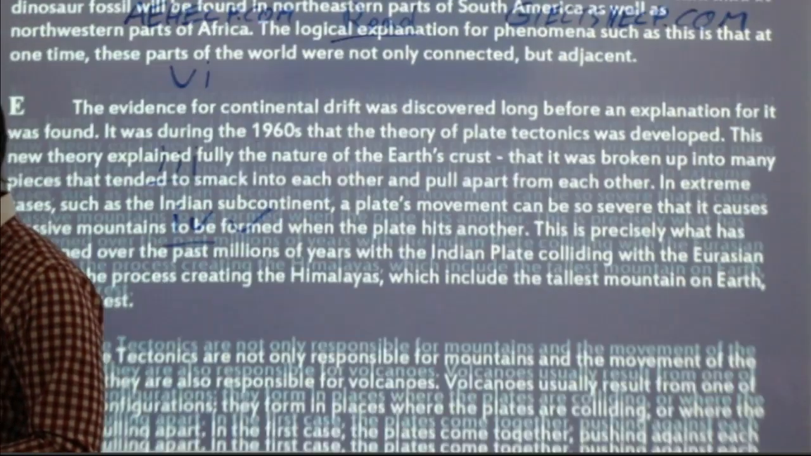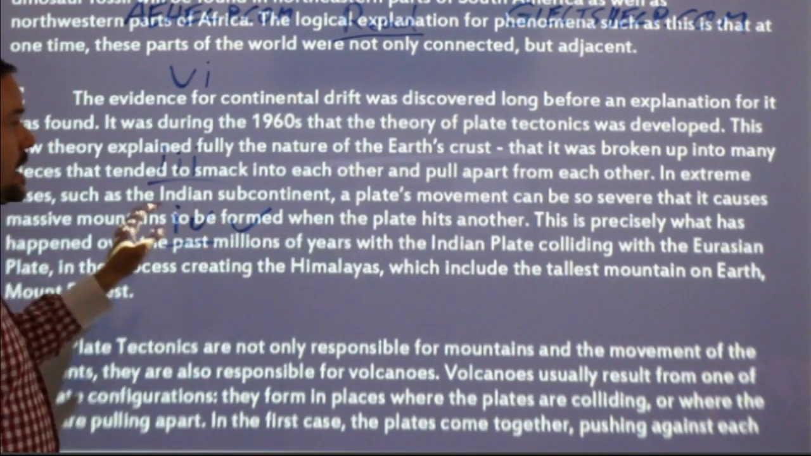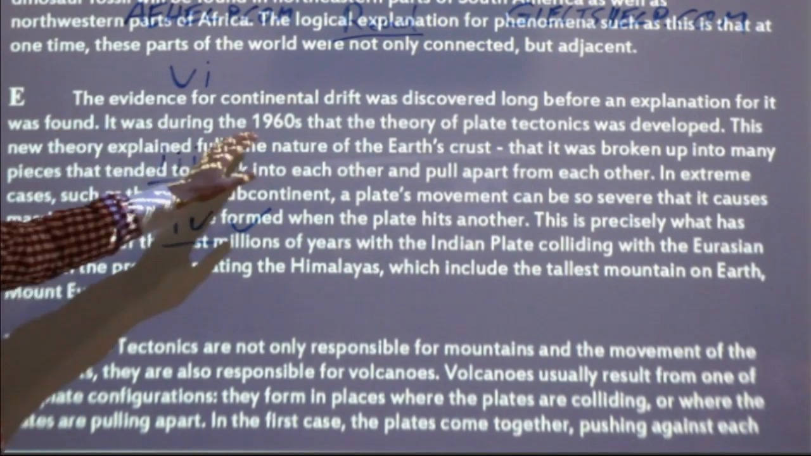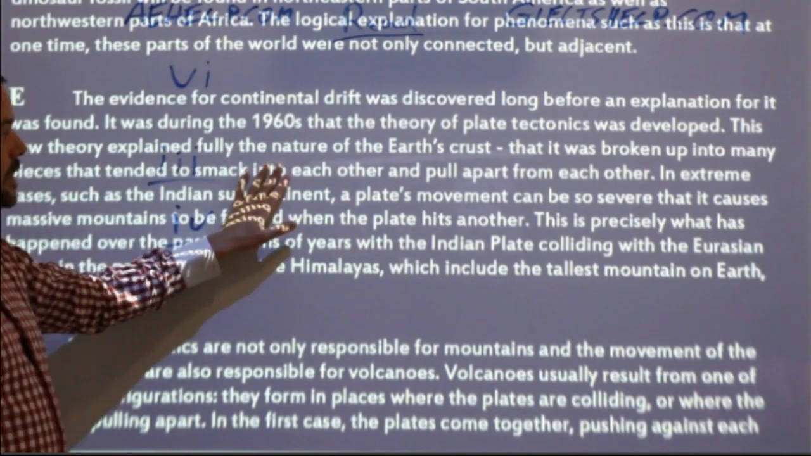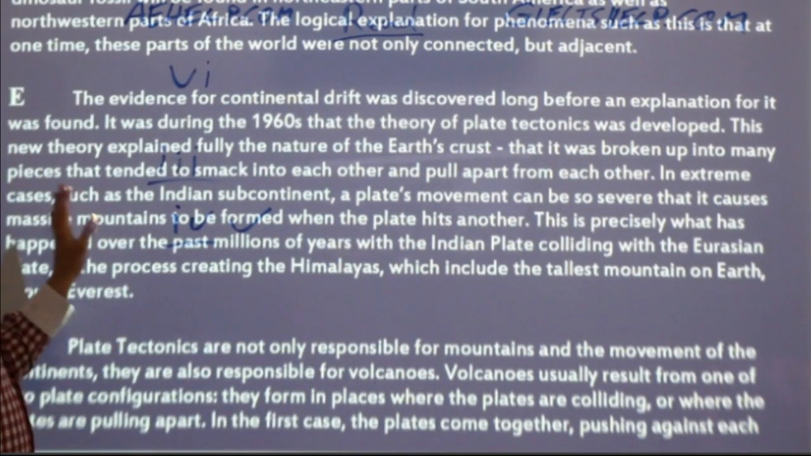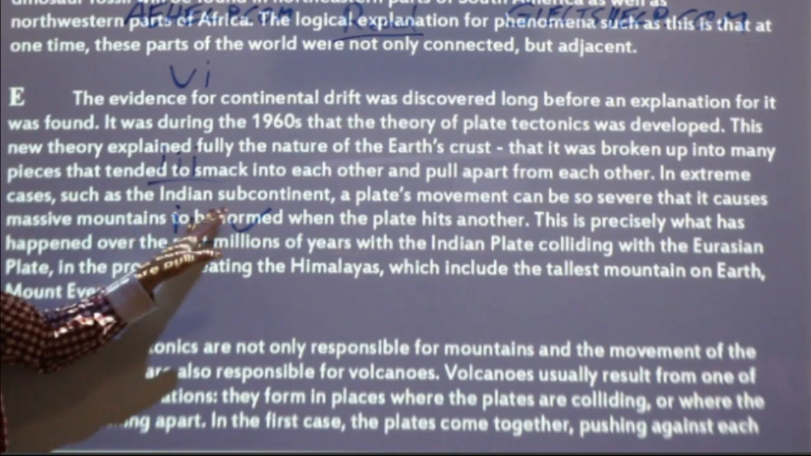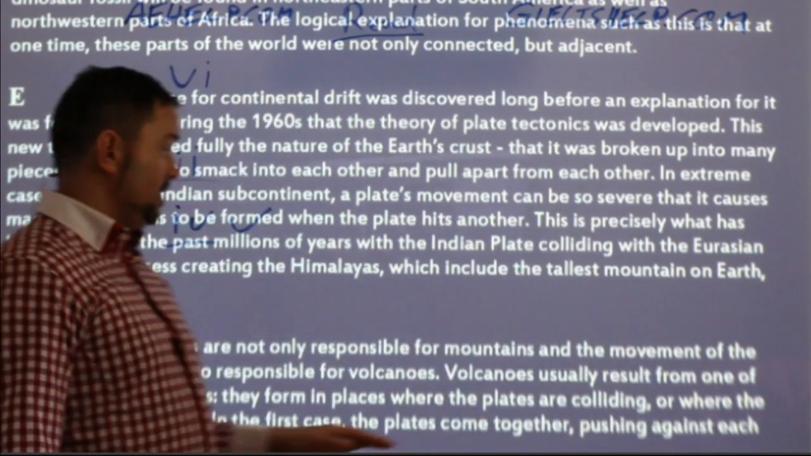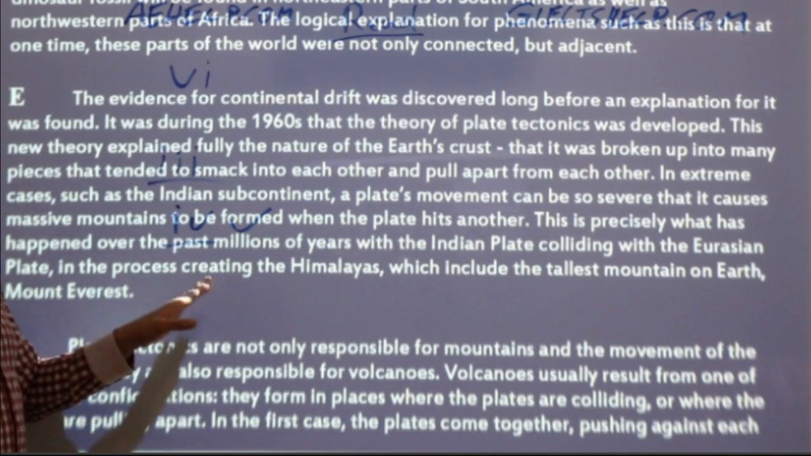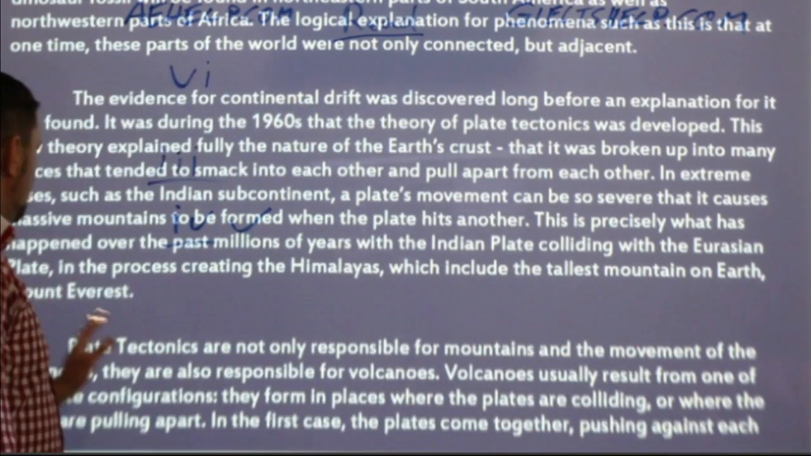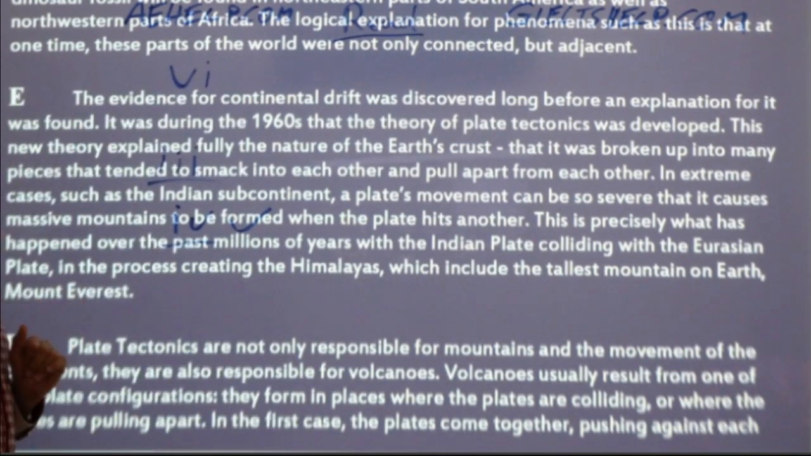Okay, let's go to paragraph E. So again, read with me. The evidence for continental drift was discovered long before an explanation for it was found. It was during the 1960s that the theory of plate tectonics was developed. This new theory explained fully the nature of the Earth's crust, that it was broken up into many pieces that tended to smack into each other and pull apart from each other. In extreme cases, such as the Indian subcontinent, a plate's movement can be so severe that it causes massive mountains to be formed when the plate hits another. This is precisely what happened over the past millions of years with the Indian plate colliding with the Eurasian plate, in the process creating the Himalayas, which include the tallest mountain on Earth, Mount Everest.